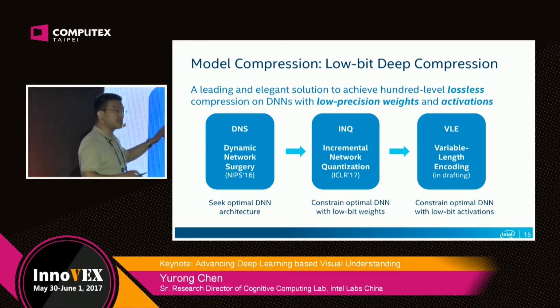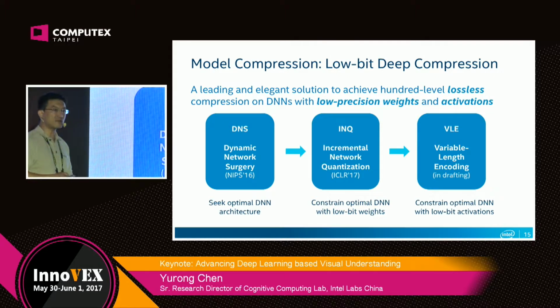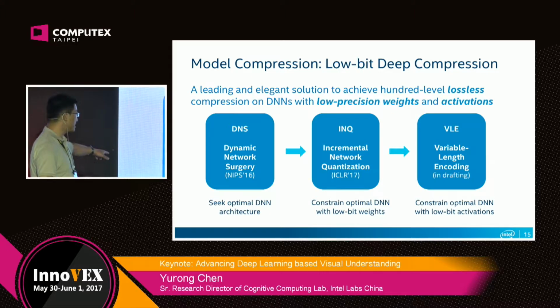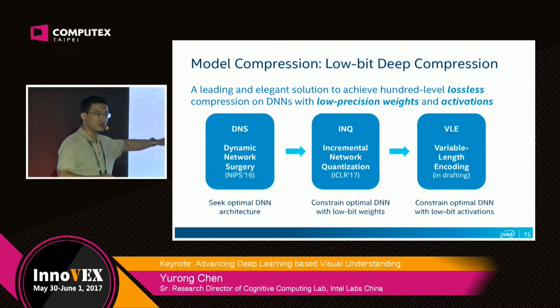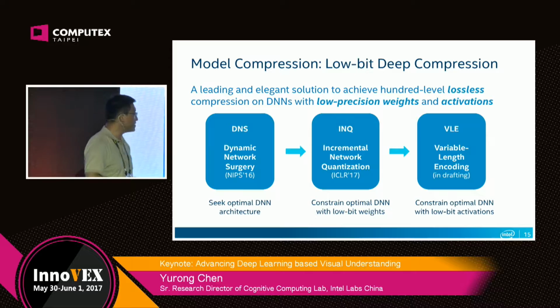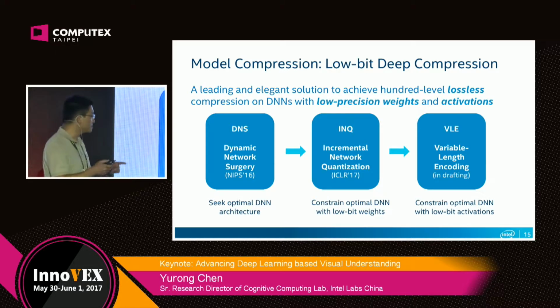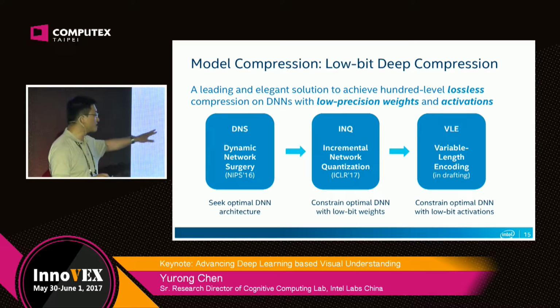Our solution includes 3 key modules: DNS, dynamic network surgery, to seek optimal DN architecture; INQ, incremental network quantization, to constrain optimal DN with low bit weights; and VLE, variable length encoding, to constrain optimal DN with low bit activations. Next, I will talk more details on the INQ.